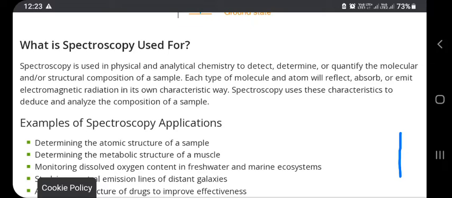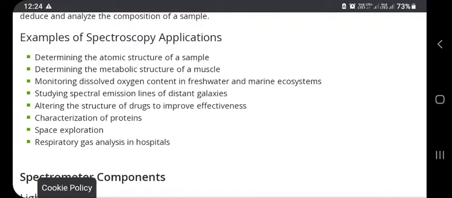Thereby, this will be used to characterize the molecular properties, we can deduce the structure, and we can analyze the composition of the sample. So, it can be used for quantification as well. These spectroscopy applications include determination of atomic structure and molecular nature, and determination of metabolic components present in a particular muscle or any biological material, and we can also observe the dissolved oxygen present in the freshwater or marine ecosystem or in a body.